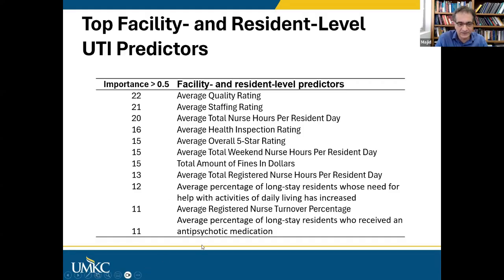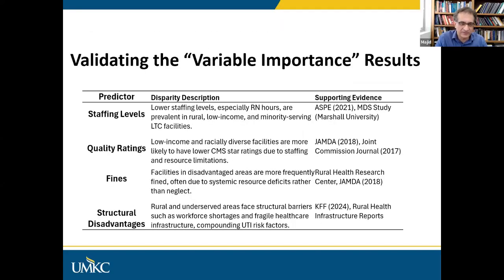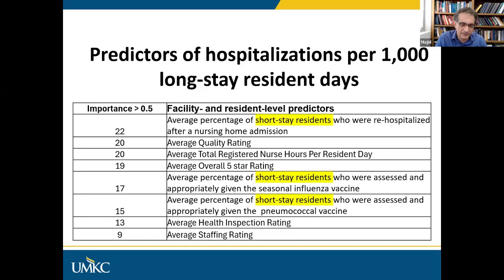So the models are actually showing that these are the key predictors. The importance of this study compared to the previous studies is that this is studying facility and resident level UTI predictors, compared to previous studies that are mostly focused on demographics or individuals, basically patient level predictors. This has also been supported by literature. So there are studies that are showing these things.